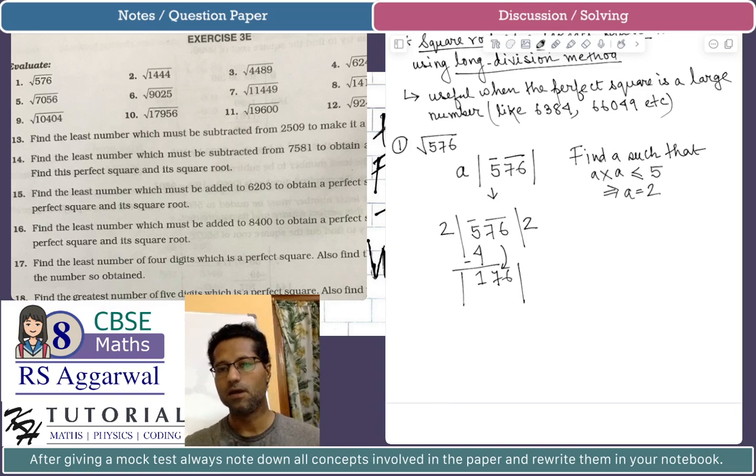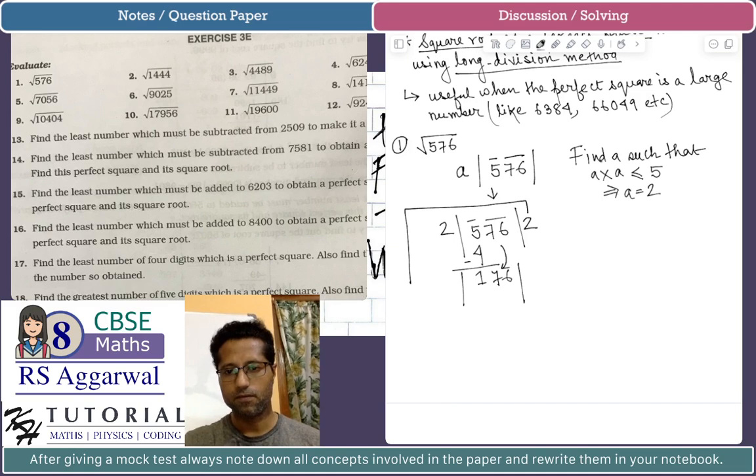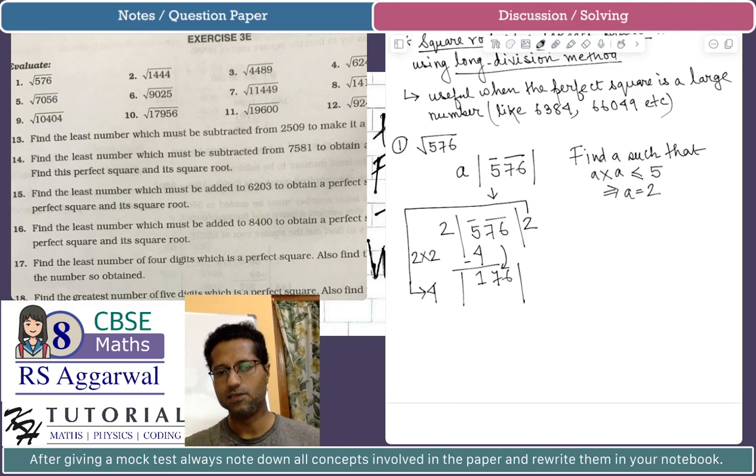Now what will be the divisor? The divisor will be whatever the current quotient is, which is 2. We multiply the current quotient by 2, so 2 into 2 is 4. Now the dividend is 176 and the divisor is 4.